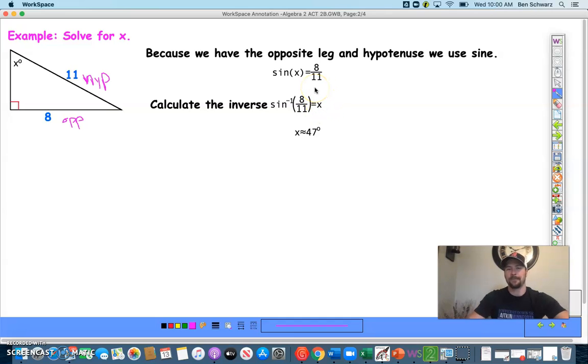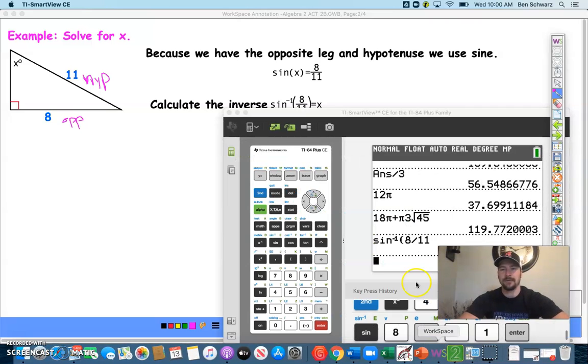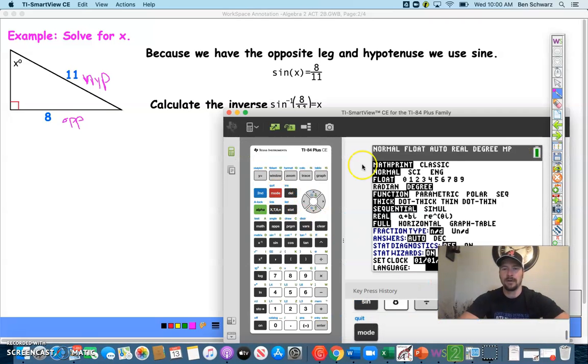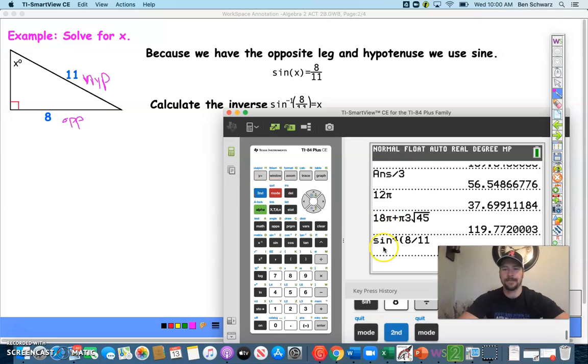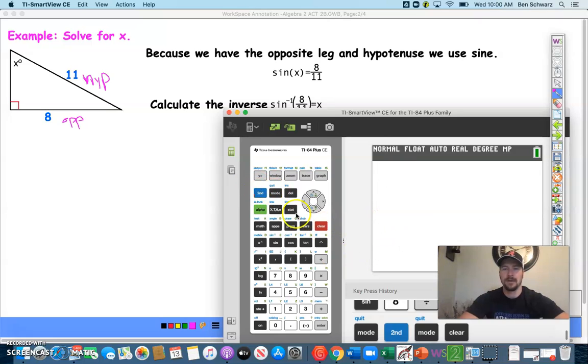So to do that, we just simply go on our calculator. Again, if you're getting weird answers, make sure your mode is in degrees here. So if we quit out of that, it's pretty simple. It's just going to be second and then sine. That's where you see the sine -1 there. And then you just type in your fraction, 8 divided by 11.